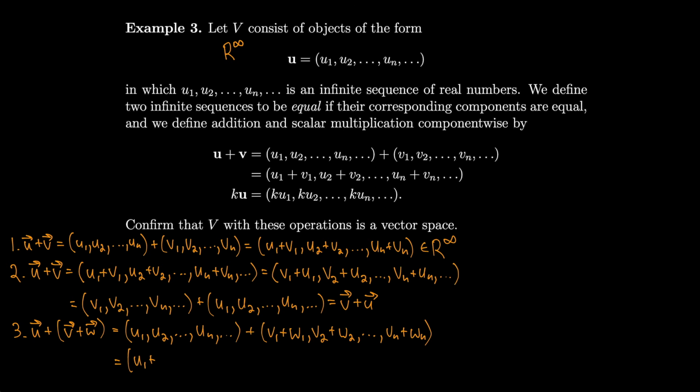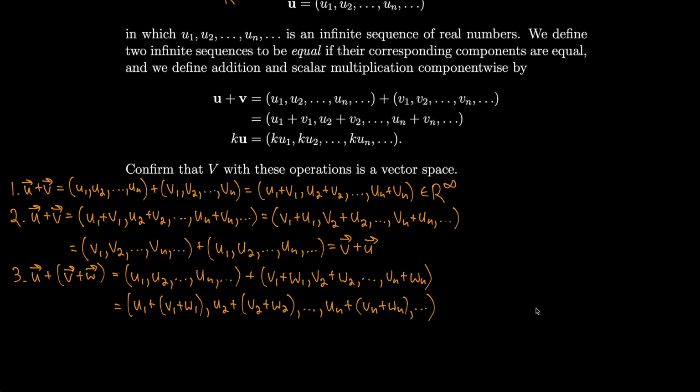u1 plus v1 plus w1, u2 plus v2 plus w2, and so on until I get to un plus vn plus wn, and I keep going. So then we have associativity of addition of real numbers. Pretty much every property we prove is going to follow from a property that we already have for real numbers once we get into the nitty-gritty of the components.